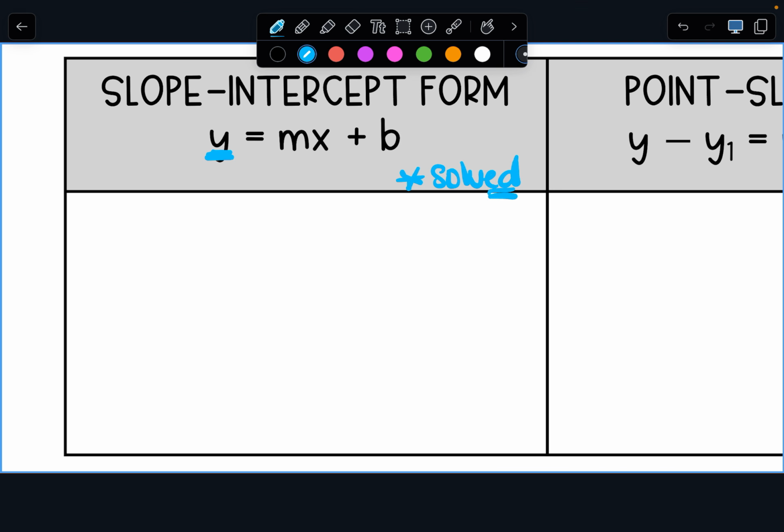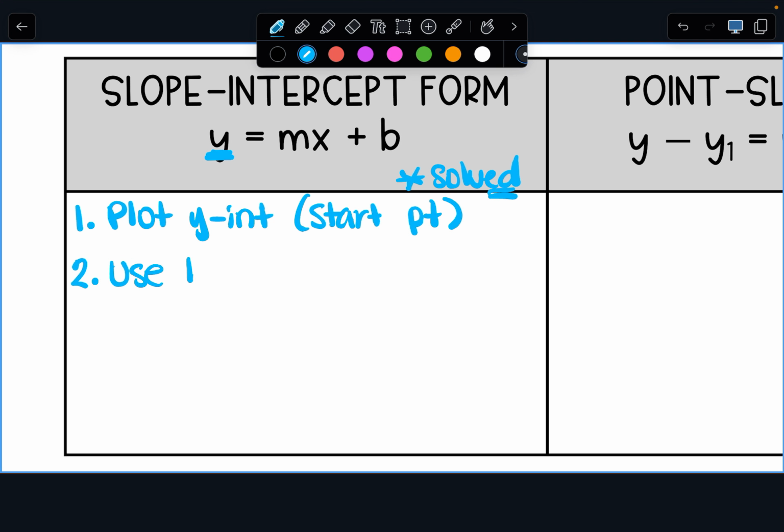So when an equation is already solved, how would you graph it? Step one, plot the y-intercept, because the y-intercept is called the starting point. You should put start PT, start point. Now, step two, after that, you're going to use slope to find more points.